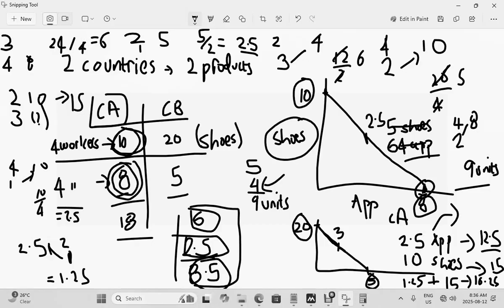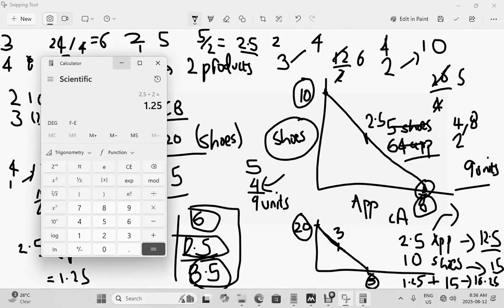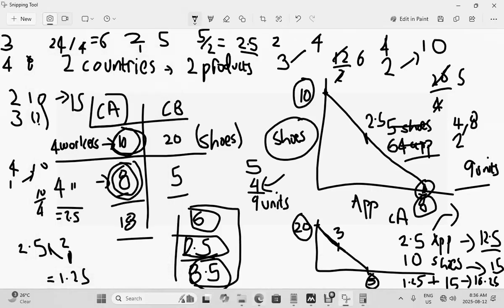And then 8.5 plus 16.25 is a total of 24.75. Which will be more than if they were to assign 2 workers each towards production of shoes and appliances.